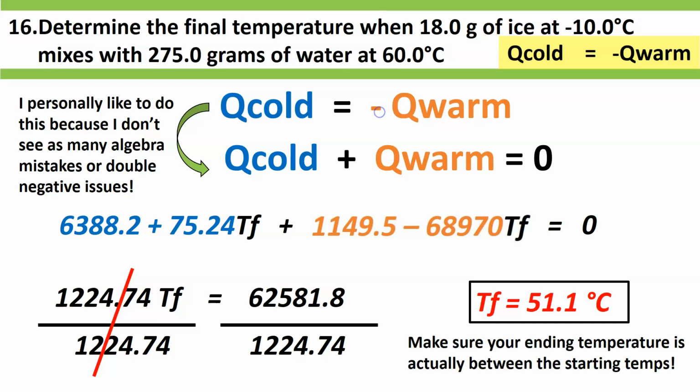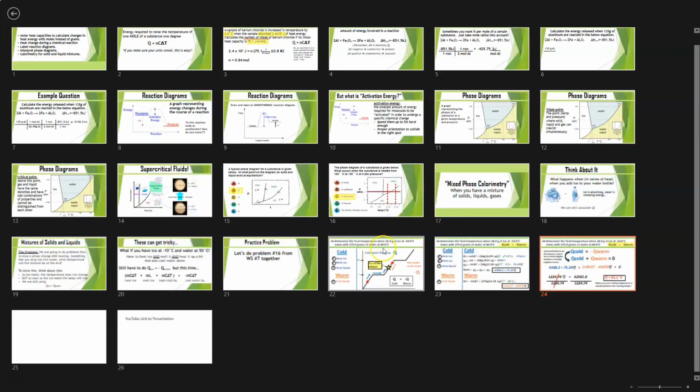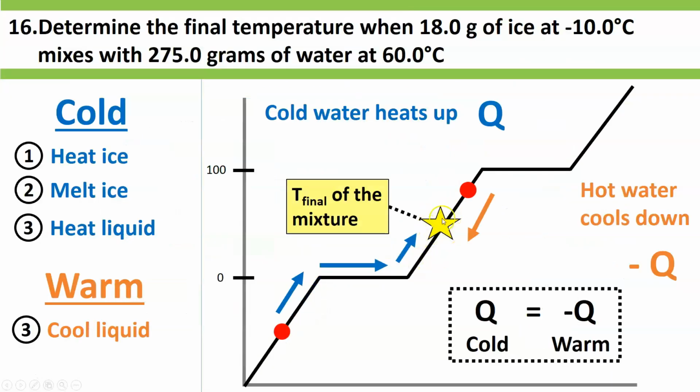Please, always at this point, stop and check that your final temperature is somewhere in between your starting temperatures. If you end up with a temperature colder than you started, below -10, or you ended up with 105 or something, that wouldn't make any conceptual sense. It would alert you to the fact that there was probably an algebra mistake. So always stop at this point and make sure that it makes sense with the concept that you should end somewhere in between your two starting substances.